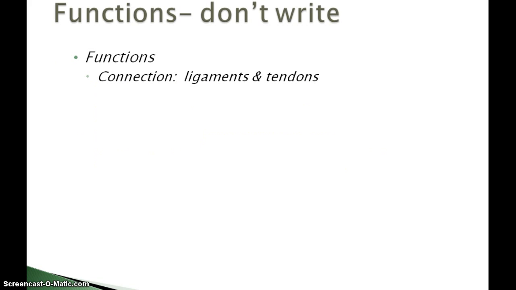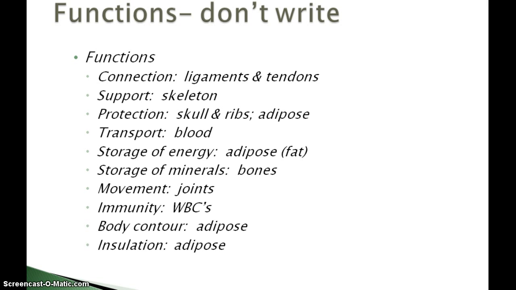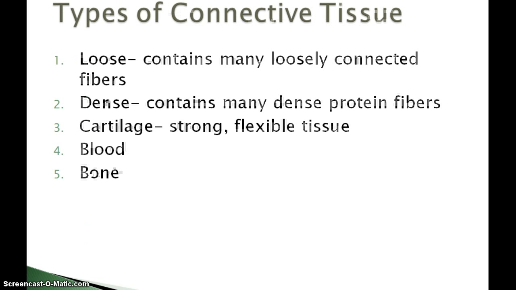Okay, so we wrote down all these different functions for connective tissues. And if we look at them all, once again, very diverse, very different, lots of different functions, lots of different tissues found in different parts of the body. The main thing is, though, that they all fall somewhere into the spectrum of connecting, supporting, protecting, transporting, storing, moving, giving your body shape, insulation, and immunity. And if you look, adipose has a lot of those functions.